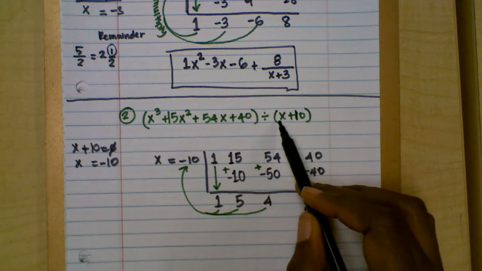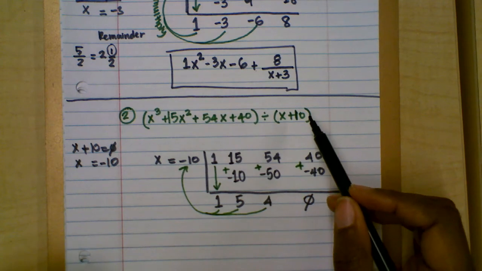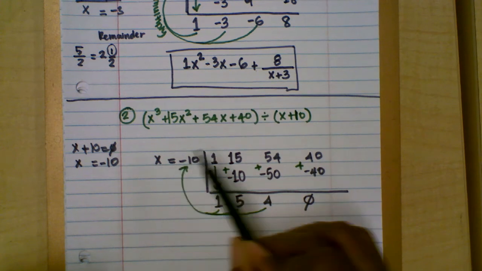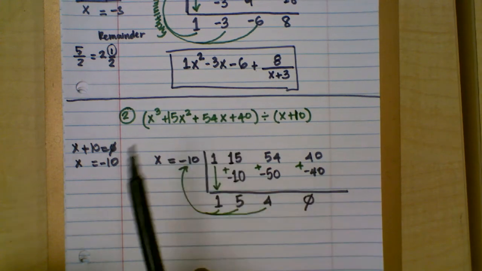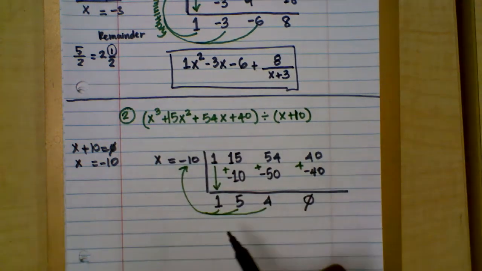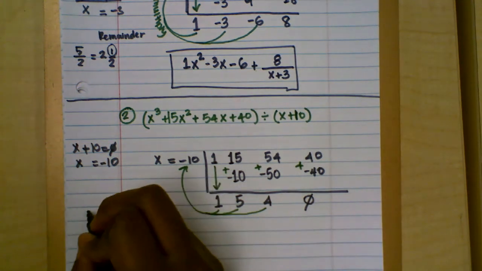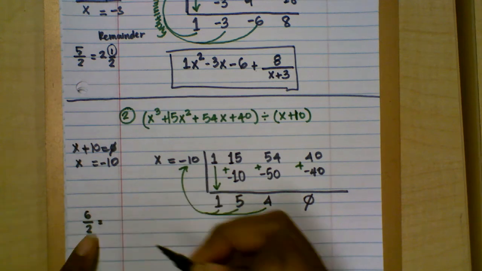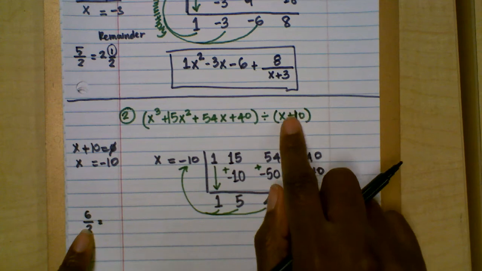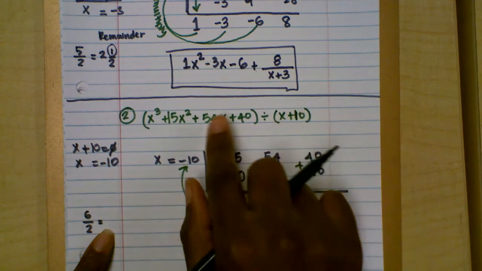So in this example number 2, as you can tell, this factor x plus 10 is actually a divisor. So x equals negative 10 is a solution to this polynomial, okay? And x plus 10 is a factor of this polynomial. So then how am I going to write the answer? Remember, if you take 6 and divide it by 2, 2 goes into 6 evenly. That's what it means here. X plus 10 goes into the numerator evenly, so x plus 10 is a factor of the polynomial.